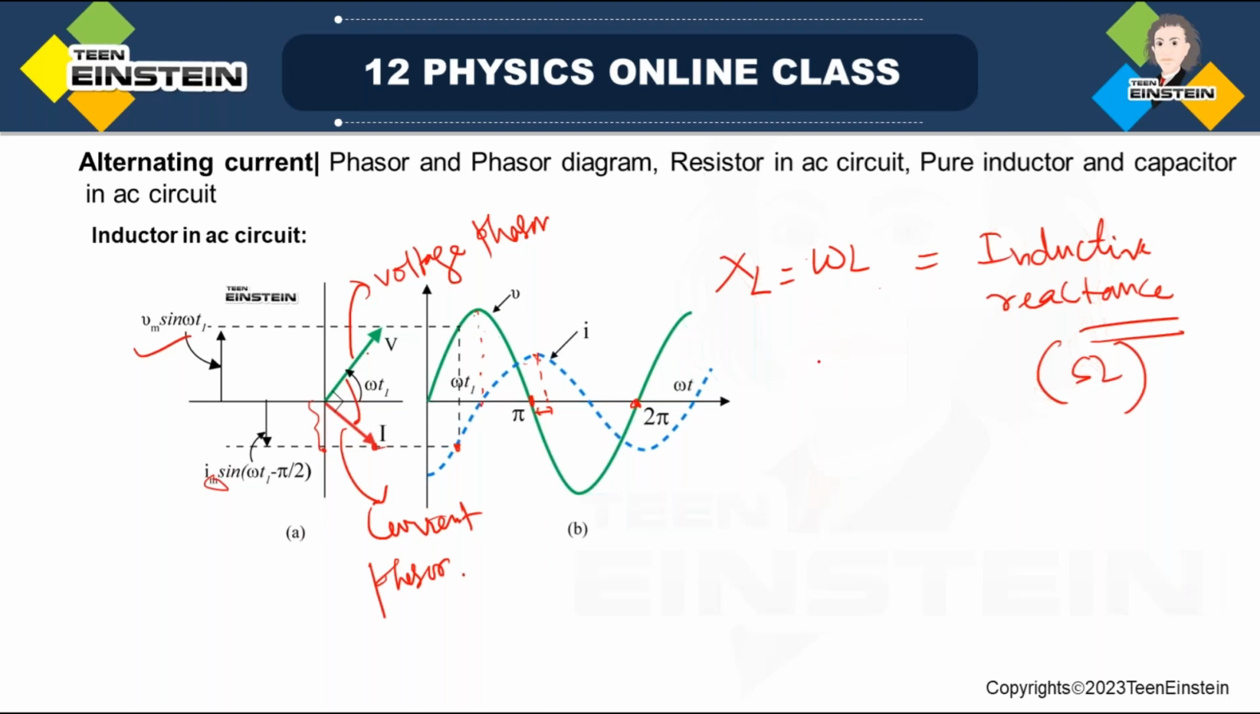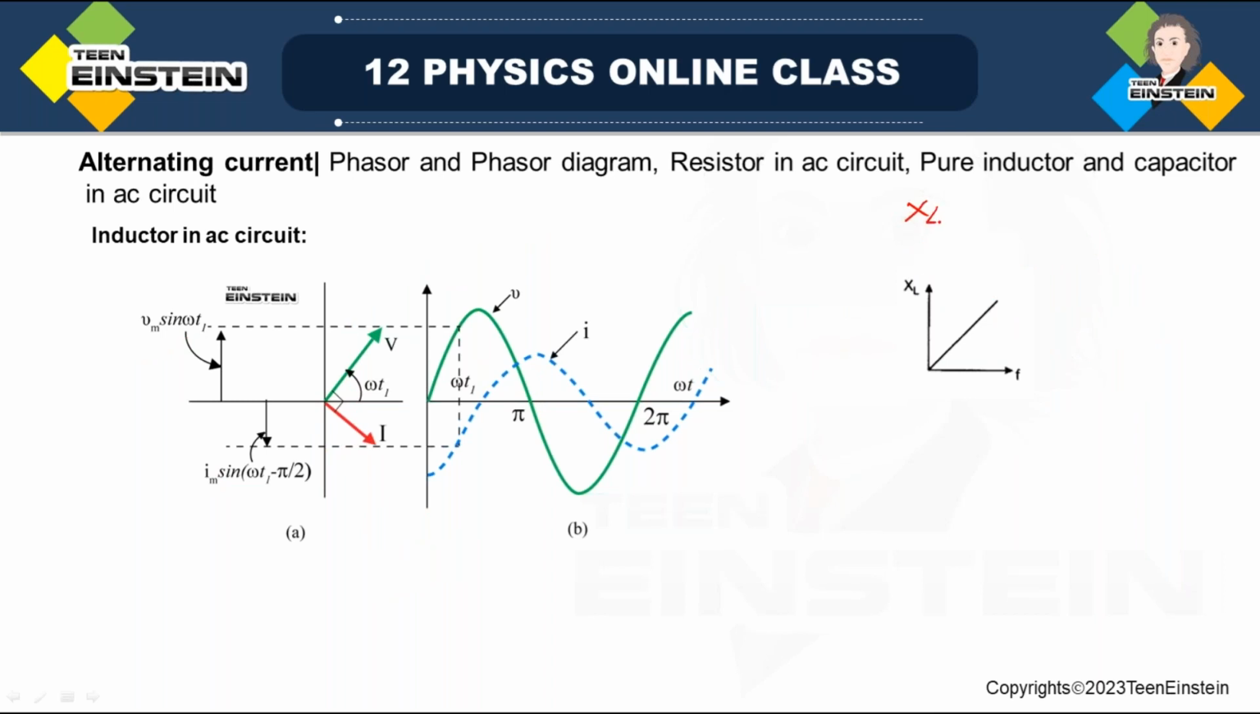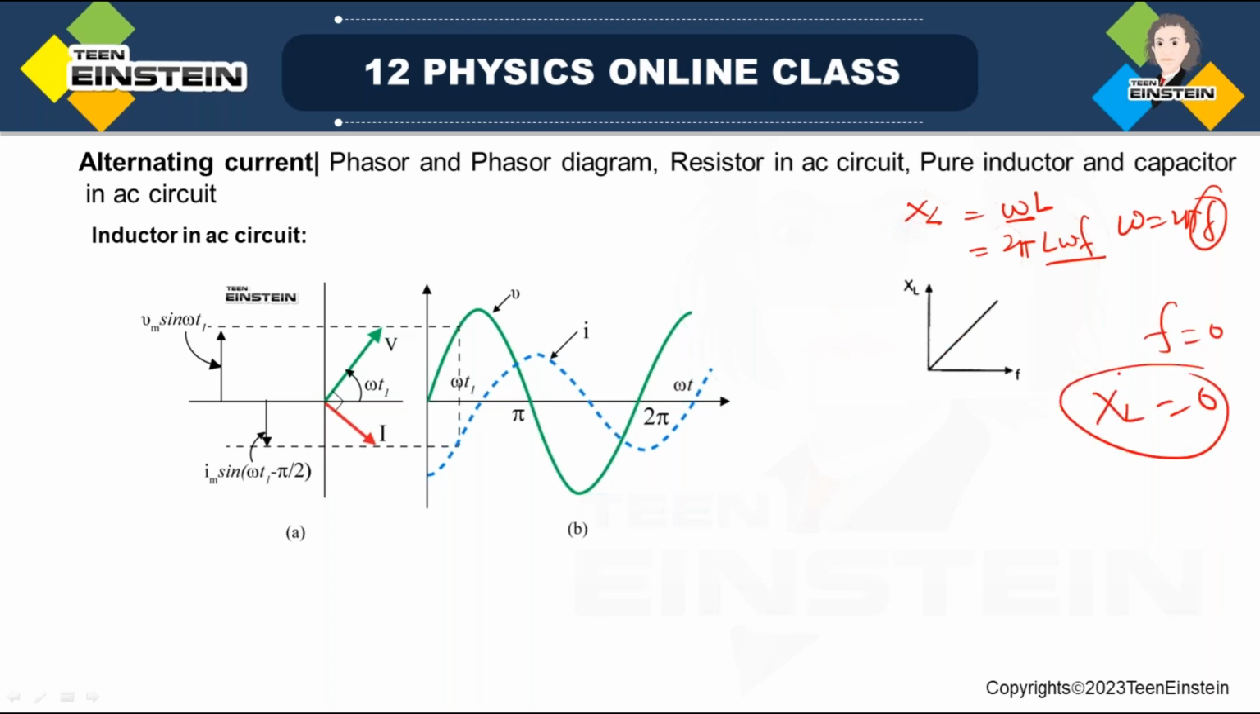Now, if you increase the frequency, there is very interesting physics over here. XL is omega into L, so it varies directly proportional to the frequency of the AC signal, where omega is equal to 2 pi f. So we can write 2 pi f L. As the frequency increases, the inductive reactance also increases. So XL is 0 at 0 frequency. Zero frequency means DC.